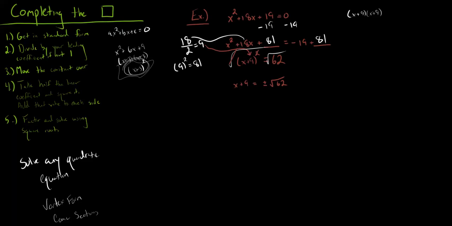And then our last step would simply be to subtract 9 from each side. So what this ends up becoming is x is equal to negative 9 plus or minus the square root of 62, okay? And that would end up being our final answer. If you can simplify that at all, make sure that you simplify, but we can't go any further, okay?